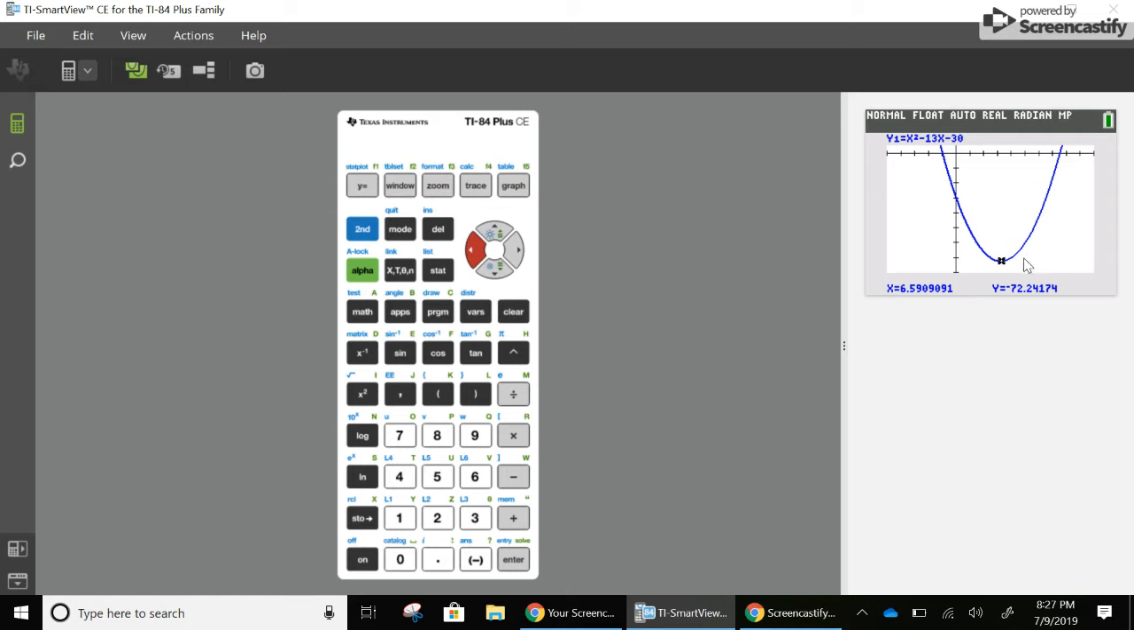The min or max, this is a min because it goes low. It crosses the y-axis, so it'd be negative 72. And we said the y-intercept is right here.